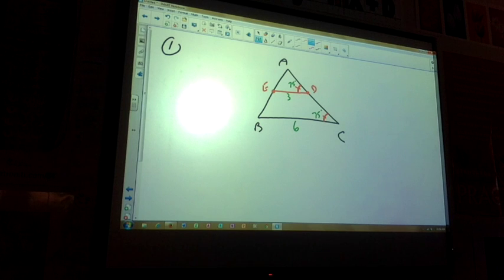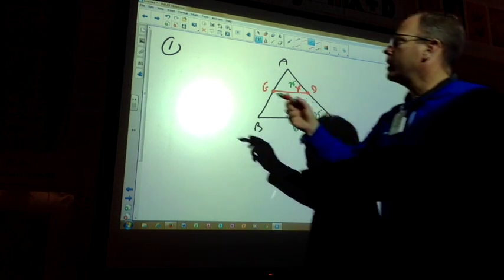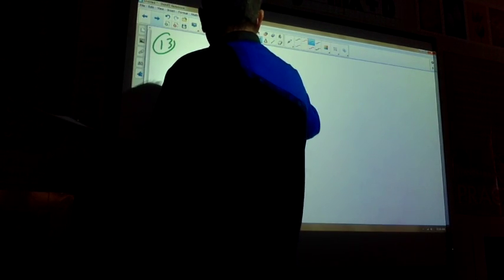So, can you go over how to find the range for 13? Which one? 13. Oh, perfect. Number 13, we have A and B, so I'll try to draw these as best we can.